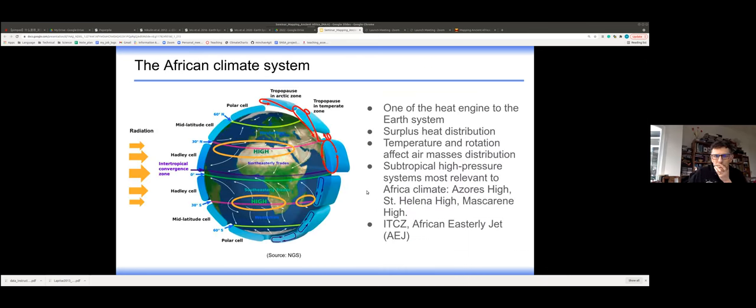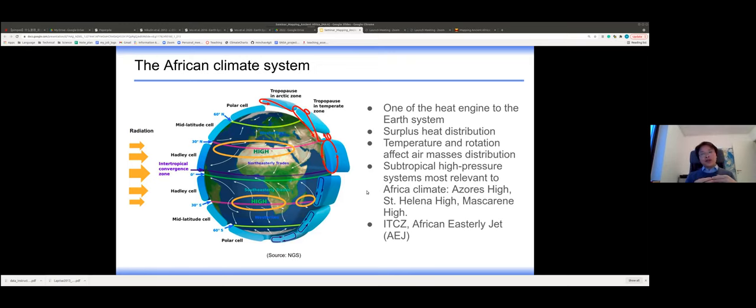The climate system is always a complicated topic, and when Will invited me, it was a bit tough for me. The climate system is mainly about climate dynamics. When we're talking about the African climate system, we are mainly referring to the tropical climate system. Why is it important? Because Africa is located in the tropical belt, so it receives a lot of energy. Africa is one of the engines of the Earth system because it distributes the surplus heat to different parts of the world.